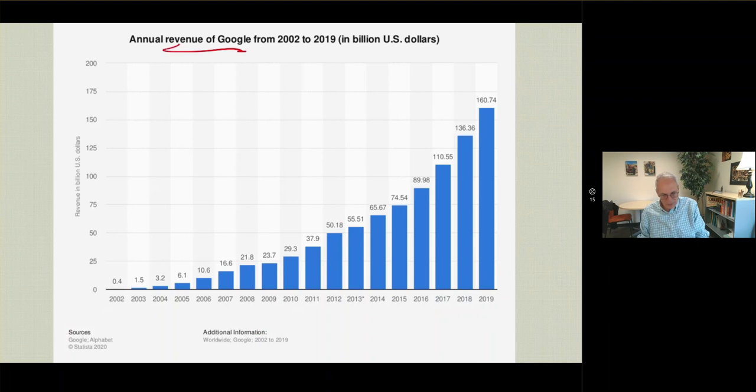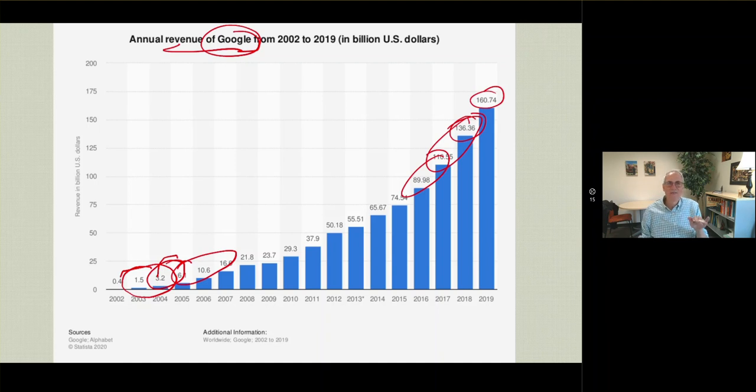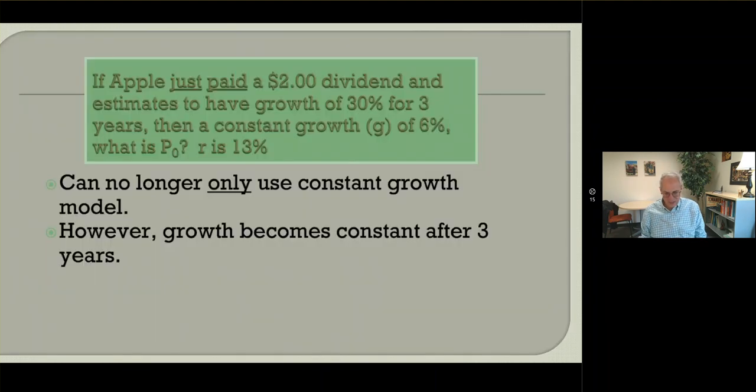So here's annual revenue of Google, 2002 to 2019. Once again, look at these early years. Doubling. From here, and then here to here, doubling. Here to here, almost tripling in 2 years. Now we're at 136 to 160, so about a 20% increase. There's about a 20%, about a 30%, and so on. So the growth rate eventually is going to have to level off.